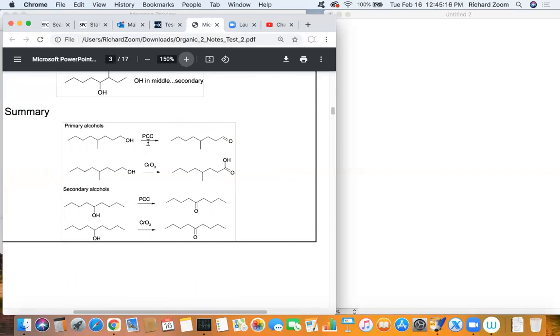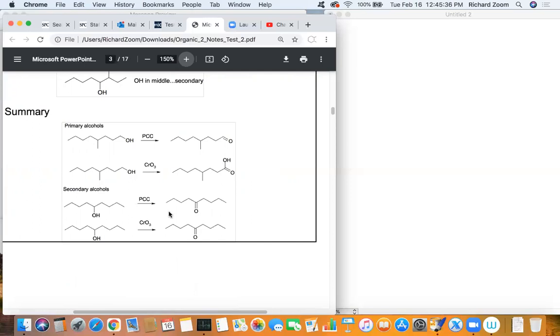PCC will turn it into an aldehyde. Remember, you can show the H or not show the H. If we use CrO3, it'll go all the way through to the carboxylic acid. In the case of secondary alcohols, it doesn't matter what oxidizing agent we use, we'll end up with the same product. Does anybody have any questions?